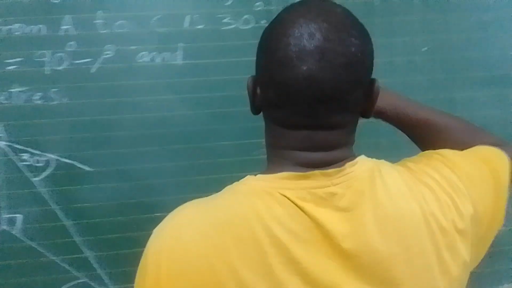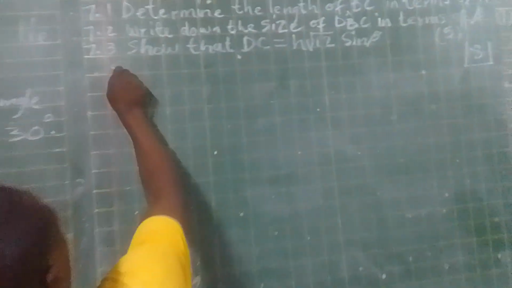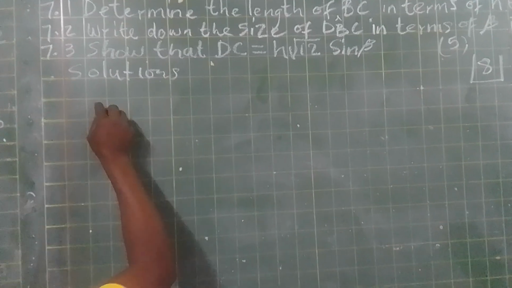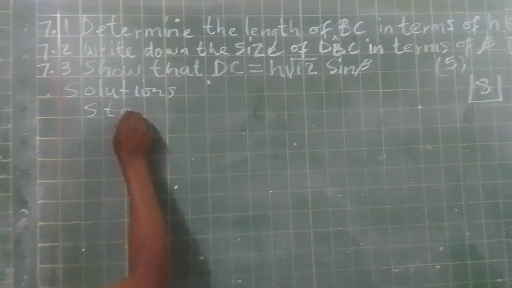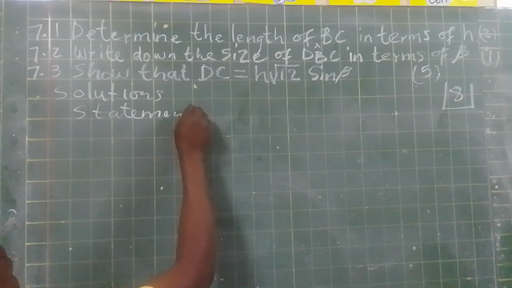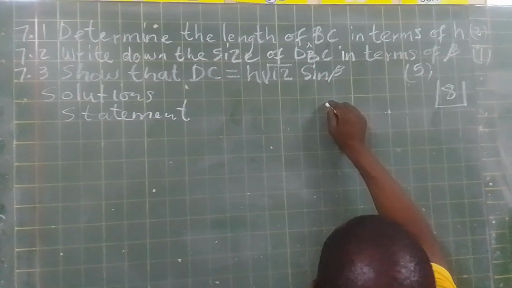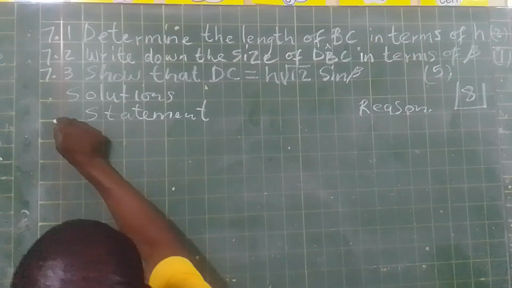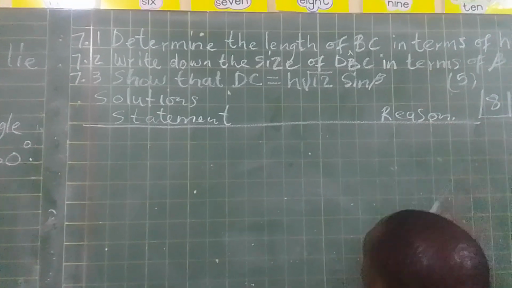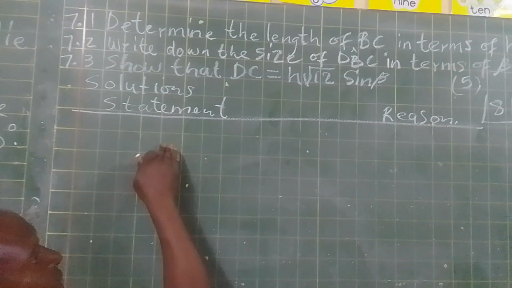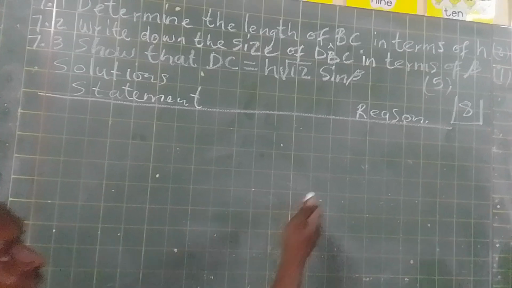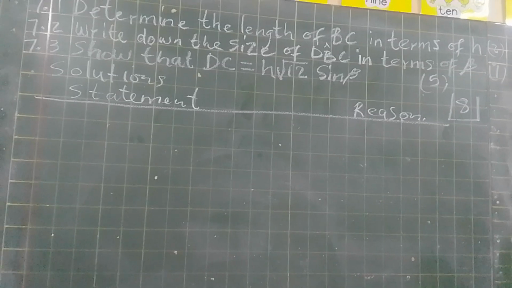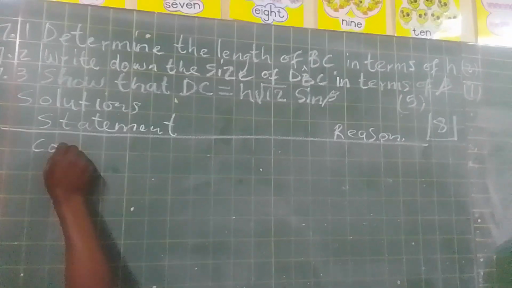Now, before we do that, we're going to write solutions. Statement. Reason. In geometry, everything that we say is a statement and we have to back it up with a reason. Now, we are going to start by construction.